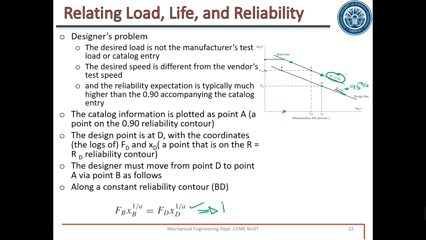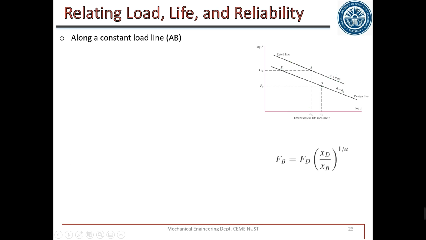For example, this is the desirable reliability line. This equation is on the desirable reliability line, not on the 90% reliability line. So the final equation is this, between D and B, and B is not on 90% reliability but on the desirable reliability line. This is the equation we got. Now moving between the reliability curves, on the same C10 curve, we can move from point B to point A using the Weibull criterion.